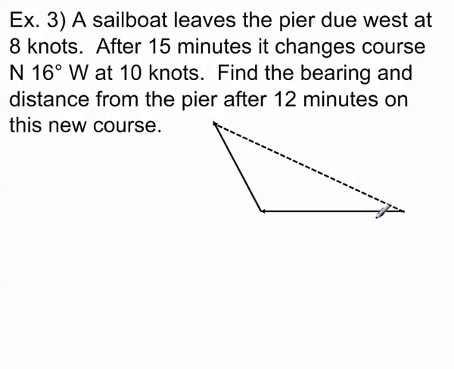So I've drawn out a little path that our boat's going to take. It's going to travel in this direction due west for 15 minutes at 8 knots, and then it turns north 16 degrees west. So here's my north direction, this right here is going to be 16 degrees, and then we speed up a little bit and go 10 knots for 12 minutes. So 12 minutes at 10 knots.